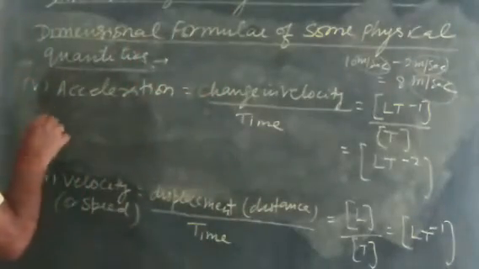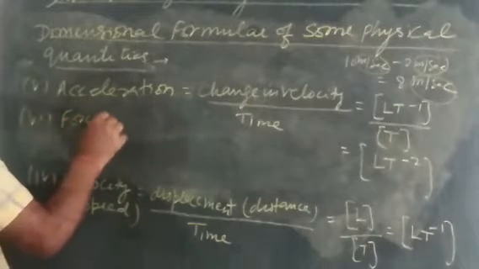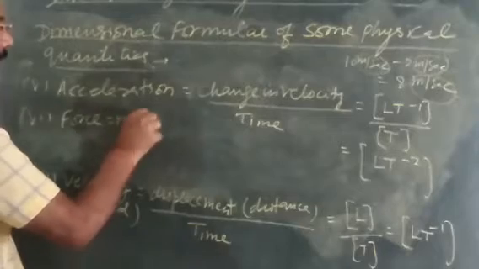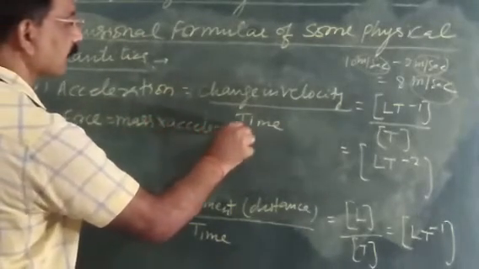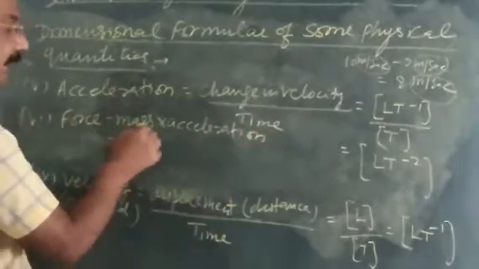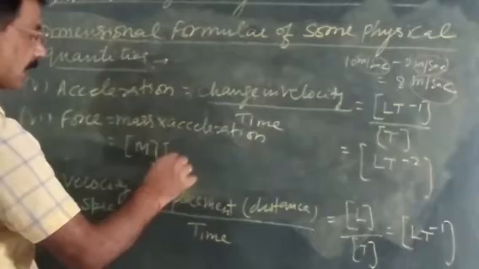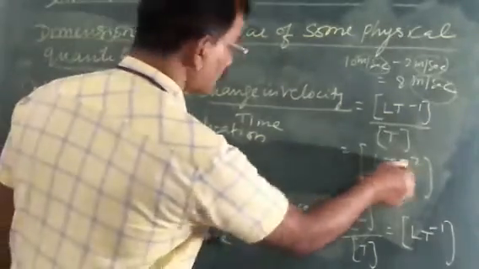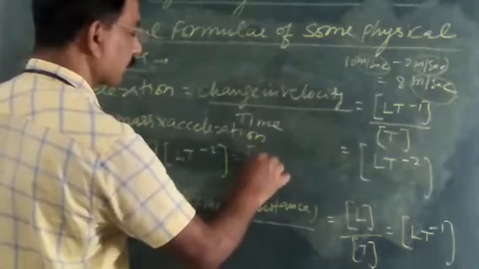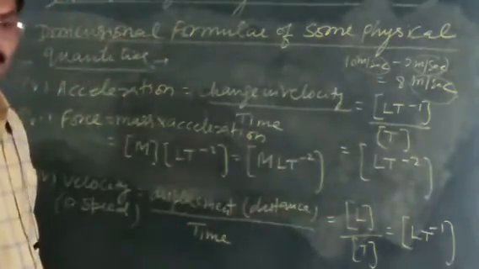And suppose, I hope maybe all of you know force. You know force is equal to mass into acceleration. So how can we write the dimension of this one? Mass M, acceleration L T to the power minus 2. So the dimension of this one is M L T to the power minus 2.